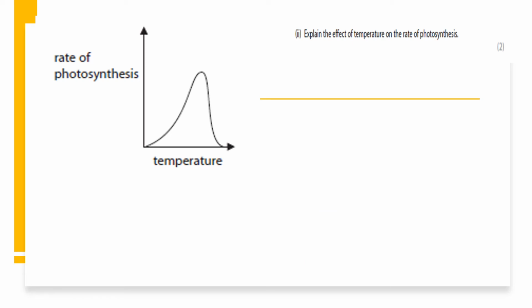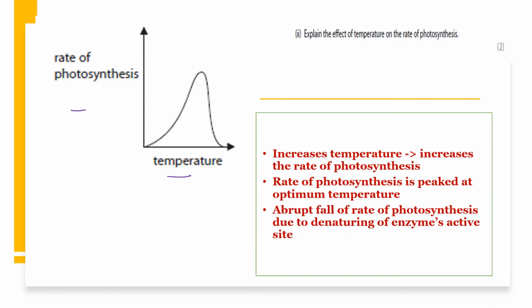Now we will look into the second part of the question, the effect of temperature change on the rate of photosynthesis. Increasing the temperature increases the rate of photosynthesis, as shown in the graph. That means increasing temperature increases the enzyme activity that enhances collisions and then increases the rate of reaction. That means the rate of photosynthesis.